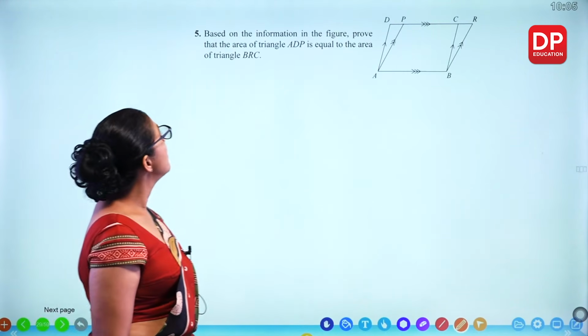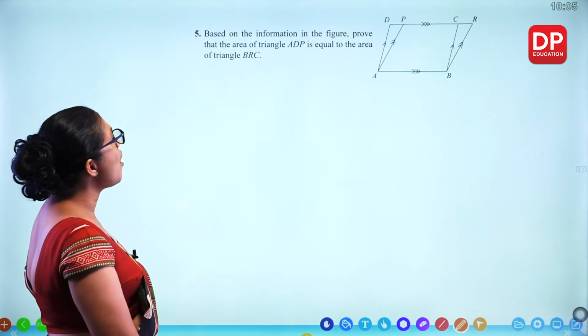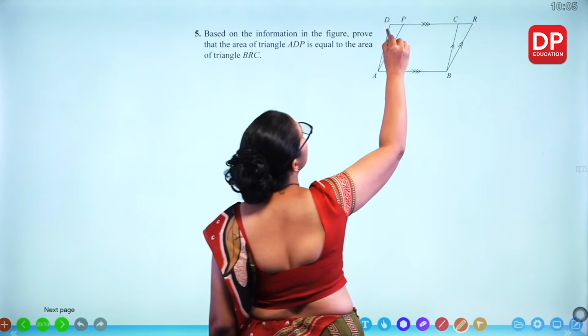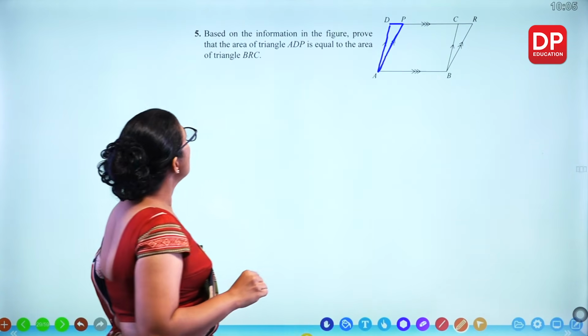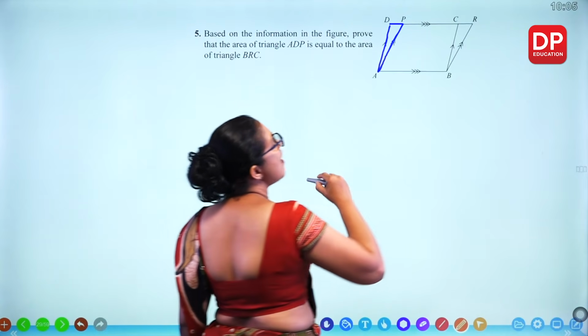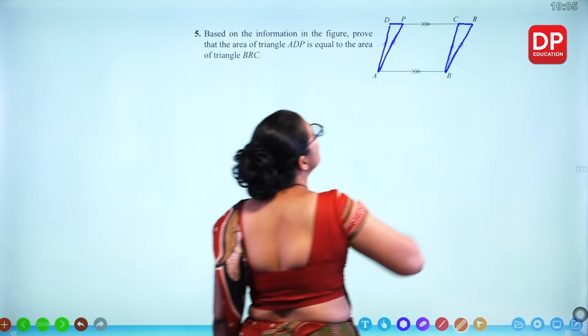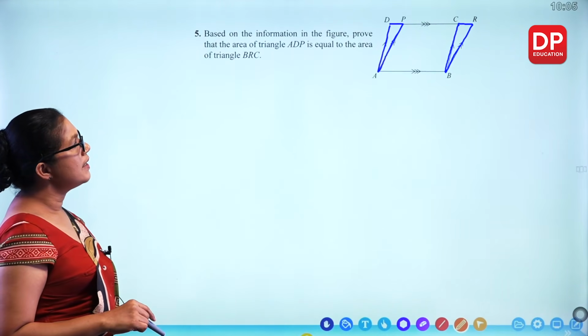Question number 5. Based on the information in the figure, prove that the area of triangle ADP, this triangle, is equal to the area of the triangle BRC, this one. Okay, so we'll try to prove that.